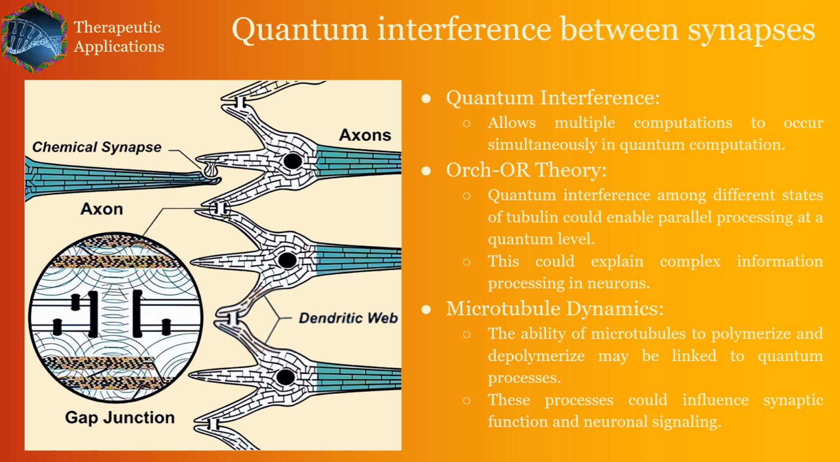Quantum interference between synapses. Quantum interference is essential in quantum computation because it allows multiple computations to be performed simultaneously. In Orch OR, the quantum interference among different states of tubulin could enable complex, parallel processing of information at a quantum level. The dynamic instability and ability of microtubules to polymerize and depolymerize could be linked to quantum processes that affect synaptic function and neuronal signaling.